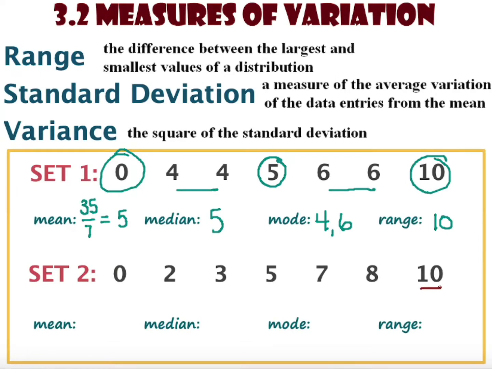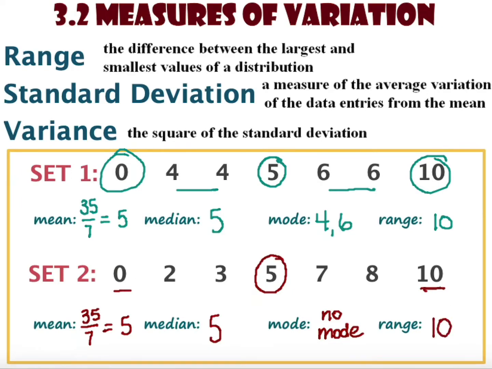When I add up all those numbers, I've got the 10 plus 10 plus 10 plus 5 again. So I've got a total of 35 divided by 7 numbers makes the mean 5 again. The median, again, is 5. The mode, we don't have any of these that happen more than once, so we would just say no mode. And the range, again, highest is 10, lowest is 0. 10 minus 0, the range is 10.